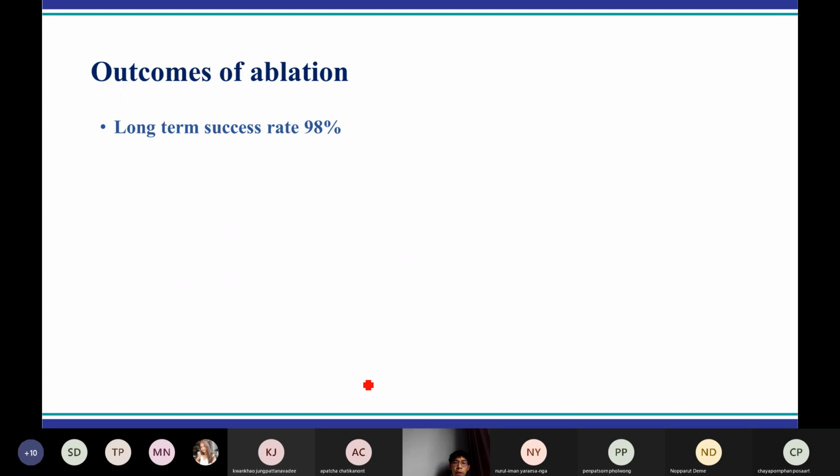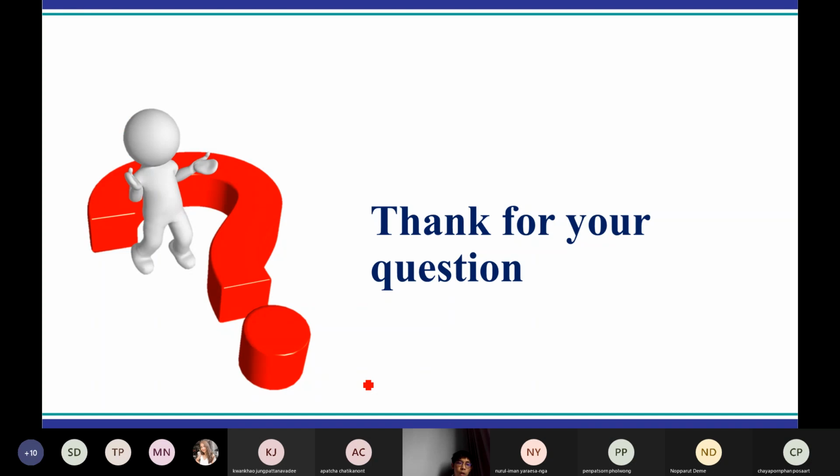And the outcome of the ablation is around 98%, which is higher than for AVRT. So the success rate is much higher than the complication rate. The ablation is the first line of treatment in patients with accessory pathway. So this is all of the lecture here.